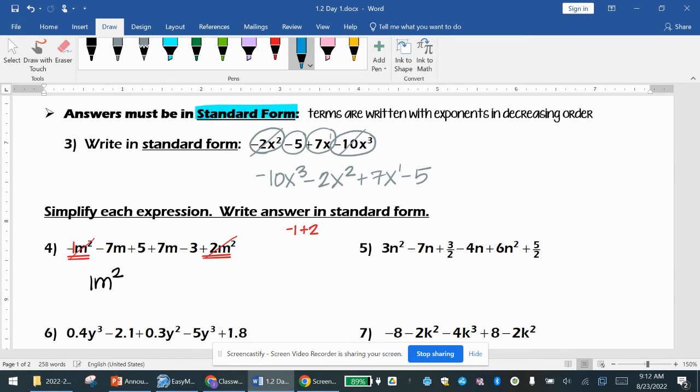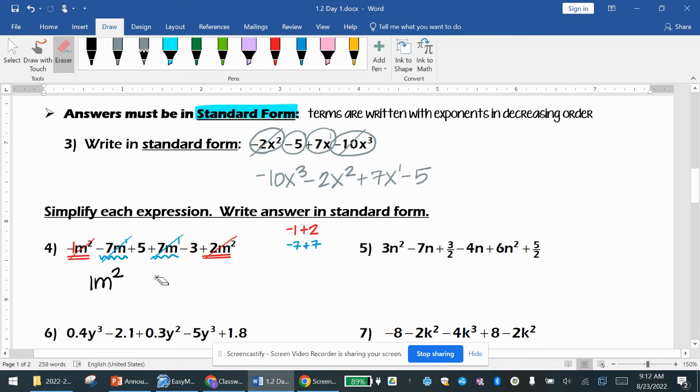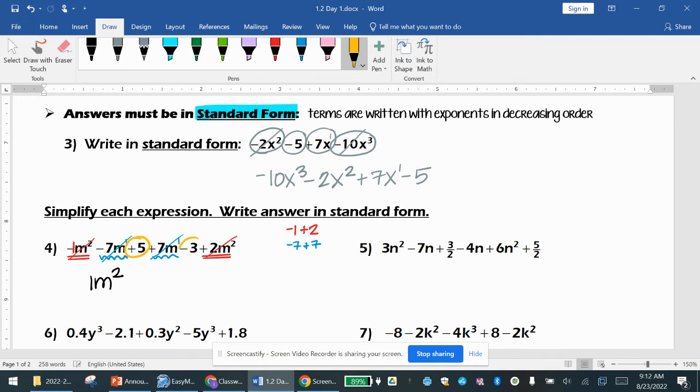Then I'm going to move on to the m to the first power, which is negative 7m plus 7. So negative 7 plus 7 is 0. Because you get 0, you don't even put the m anymore, okay? Because if you write 1m, then you're telling me there's 1m left, and there's no more m. So the m's, I'm not even going to write anymore. They canceled out. Last but not least, we have 5 minus 3, or 5 plus negative 3. We're adding them, right? Or in this case, 5 minus 3. You read it from left to right. It's subtracting. So that's going to give you 5 minus 3 is 2.